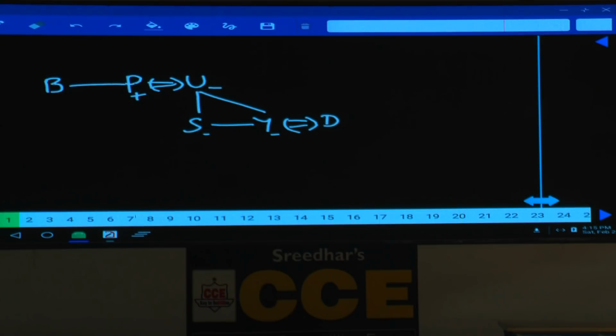J is the mother of U, so J is female, and J is married to L. L is a male. And this is how we can represent the given data in the form of a family tree.